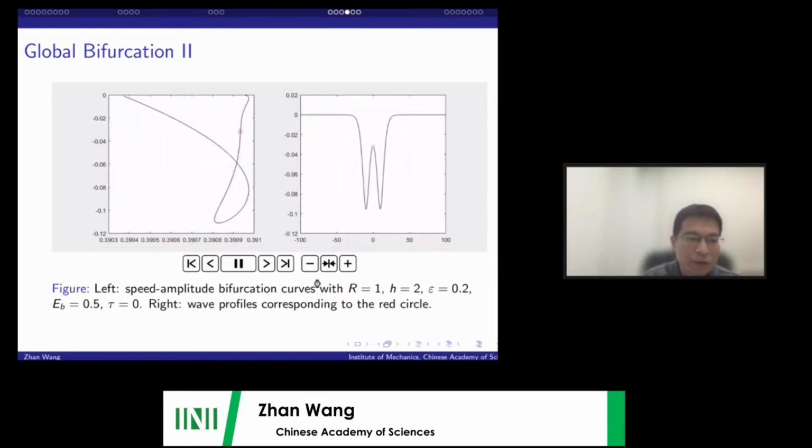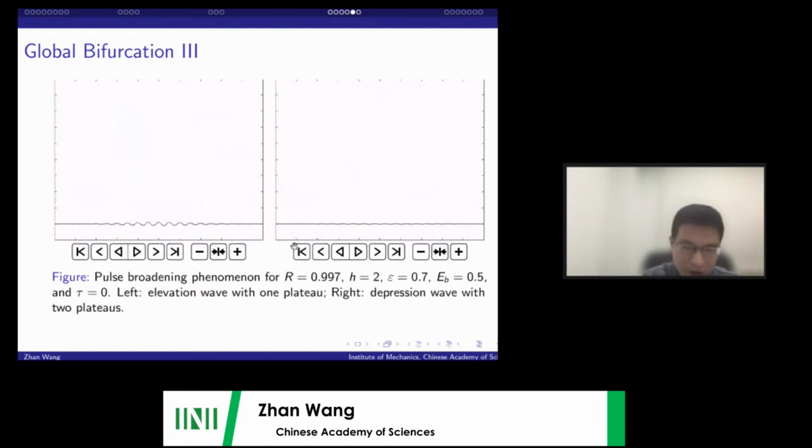A local bulge appears in the middle, and the solution is no longer similar to the sech-squared soliton solution. It's not like the KdV soliton. Further down the bifurcation curve, the bulge rises and expands, and ultimately becomes two fundamental depression solitons sitting side by side. This is the case for R equals 1.